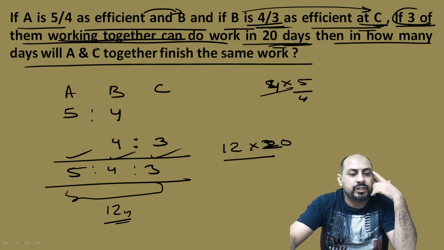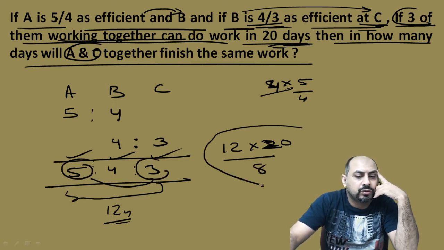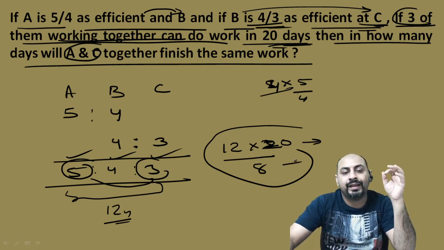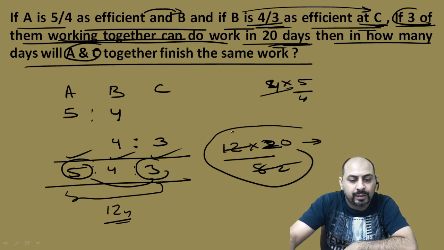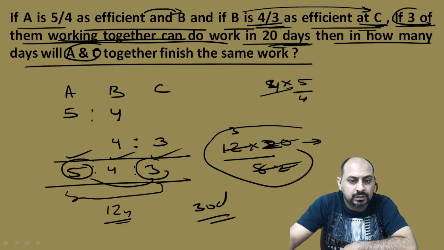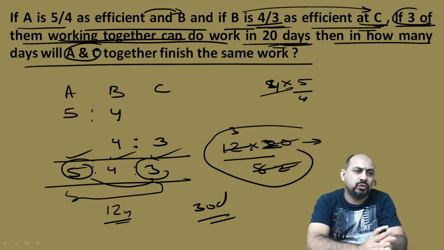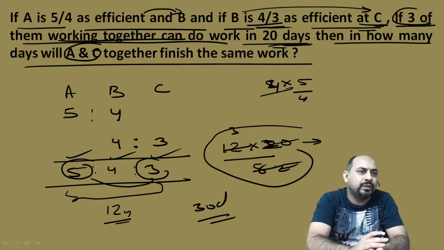Then in how many days will A and C together finish the work? So A and C together will make how many? 8 units. So we divide the total work by the number of units contributed by A and C together. Good evening, Ashu. So you divide it by 2 times over here, 3 times over here. So 30 days is the correct answer, right? Give me a quick yes in case this is understood, and we can move further with the next question. Yes, 30 is absolutely correct.